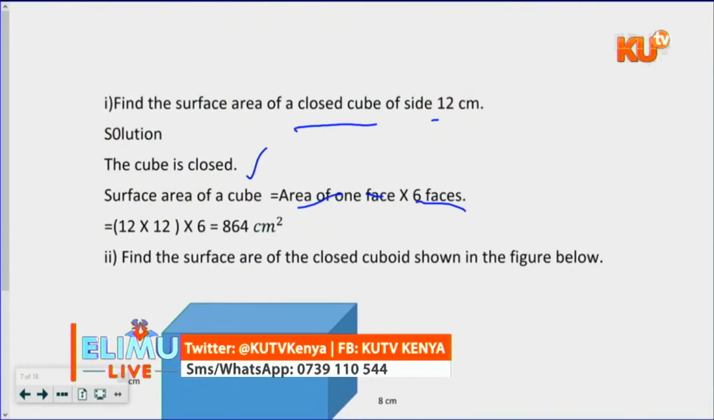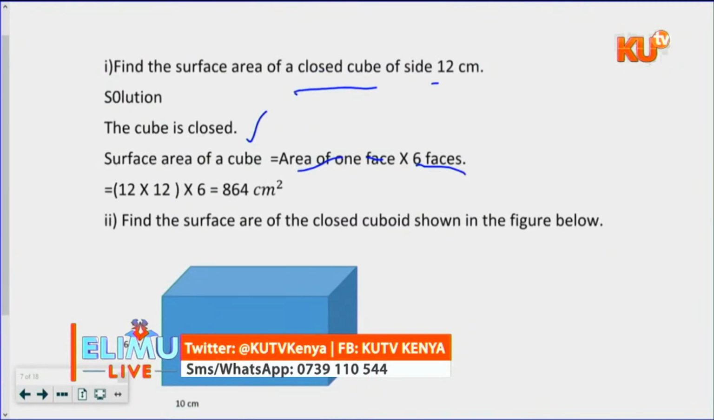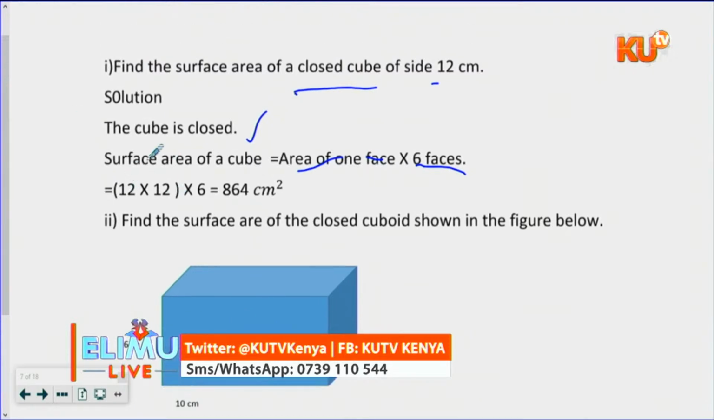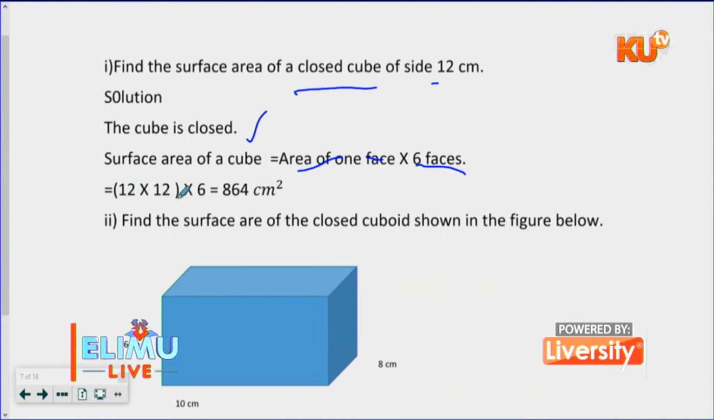Let's see. So here we have the lengths are 12. All the lengths of that cube are 12. It will be 12 times 12. The answer we have, we multiply by 6, giving us here 864 square centimeters.